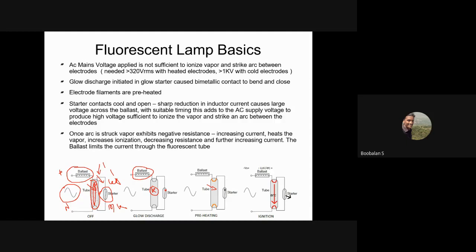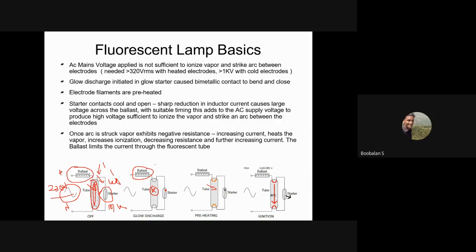We need to create that much voltage, but my single phase voltage is only 230 volts. This voltage is not enough to analyze this entire thing, so it needs some boosting mechanism. For that purpose, there is a magnetic ballast. We already know about the magnetic ballast: a number of copper coils are wound on iron pieces.